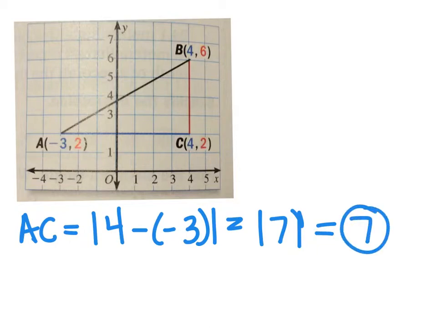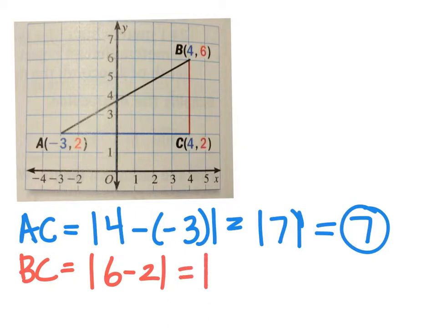If we wanted to find the distance between point B and point C, which is on a vertical line, we would once again find the absolute value of the difference in the y-coordinates. So again, here we would say that BC is equal to the absolute value of 6 minus 2, which is equal to the absolute value of 4, which is equal to simply 4. So now we know that this distance is 4 and that this distance is 7.